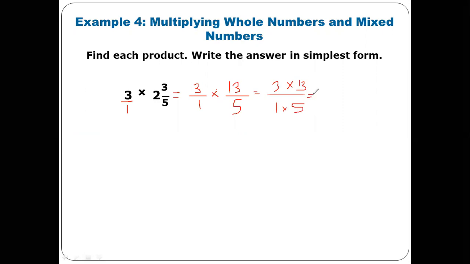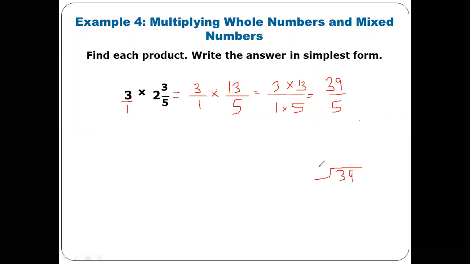We try to find common divisors in order to divide the numbers in the numerator and the denominator. 3 has no common divisor with 5. 13 has no common divisor with 5 or 1. So that's why we can multiply directly without canceling any number. 3 times 13 is 39 out of 5. Since the number in the numerator is bigger than the number in the denominator, we have to put it as a mixed number.